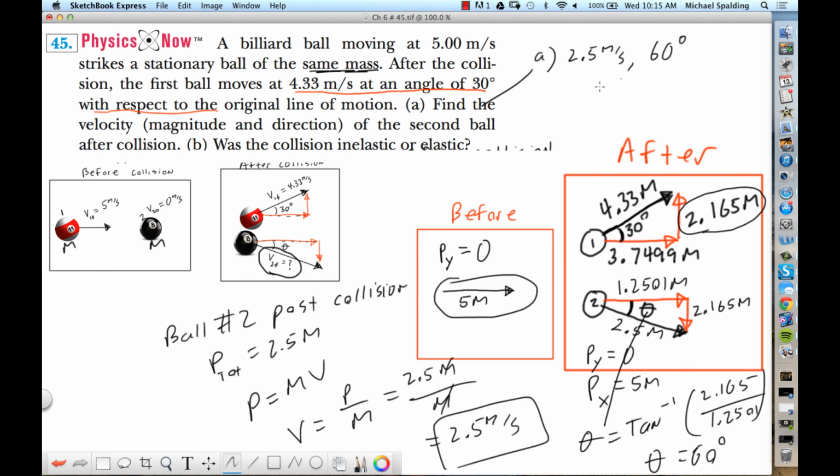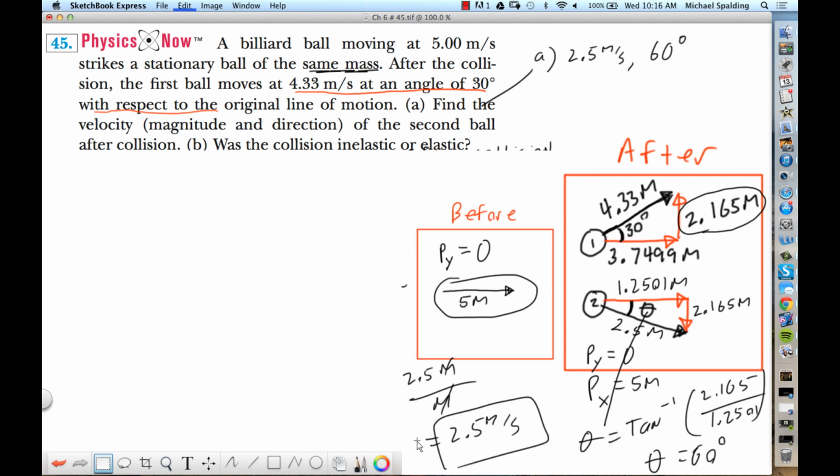Make sense? Okay, now the second question: is this collision elastic? So what does that mean? If it is elastic, kinetic before equals kinetic after. So here's what you've got to do. You've got to find the kinetic energy before the collision. Look, what's the only object that has kinetic energy before the collision? Ball number 1.